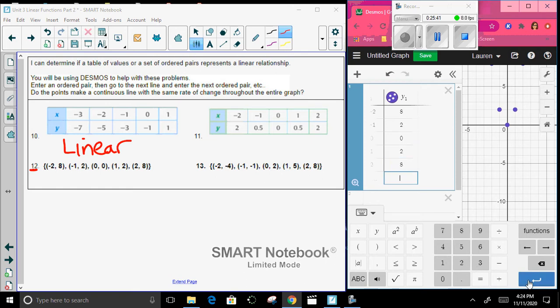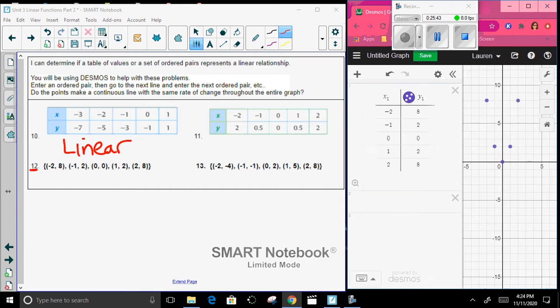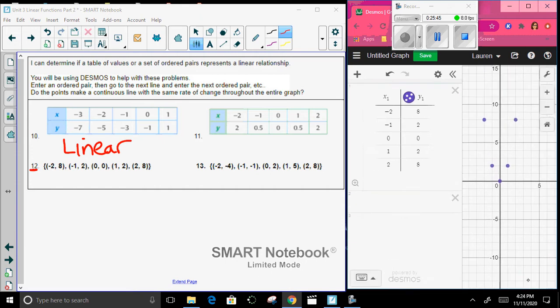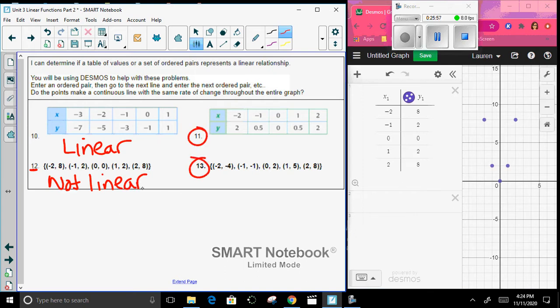All right, and then I can kind of tell already that if I connected that, it looks like it would be like a U. Remember, that's a parabola, that's a smooth curve. So is this one linear? Not linear. All right, y'all are going to do 11 and 13 using your calculator. Pause this video if you need to right now before you move on to the next.